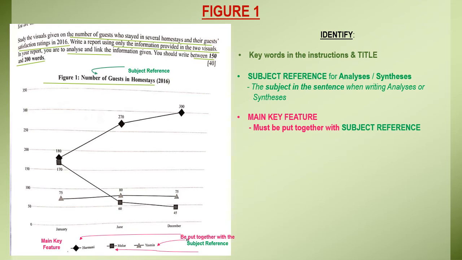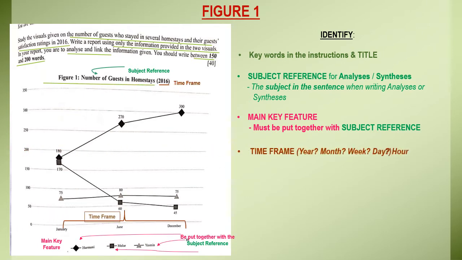Next, find the main key feature. This element is to be used with the subject reference when you form an analysis or synthesis. You also have to look for the time frame. Usually, it is included in the visuals. Find out whether it is written in years, months, weeks, days, or hours.